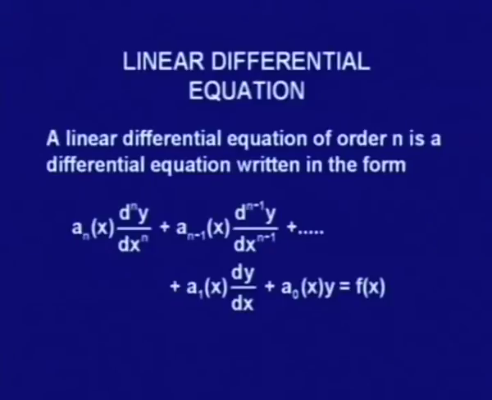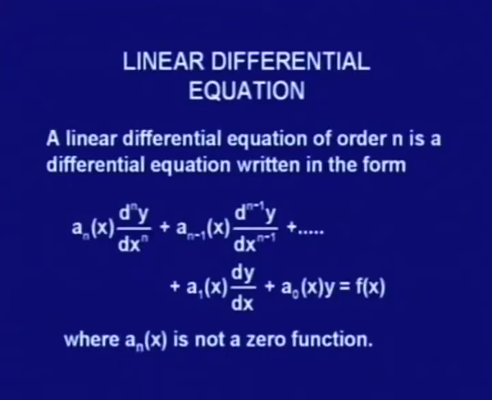Now, here the highest occurring derivative is d n y over d x n, that is nth order. Thus, the order of this equation will be n only if its coefficient a n x is not a 0 function. Thus, this equation will be called a linear equation of order n if a n x is not a 0 function. Why? If a n x is a 0 function, the first term will not be there and then the highest derivative would be only d n minus 1 y over d x n minus 1, that is n minus 1th order. So, this is a differential equation of order n.